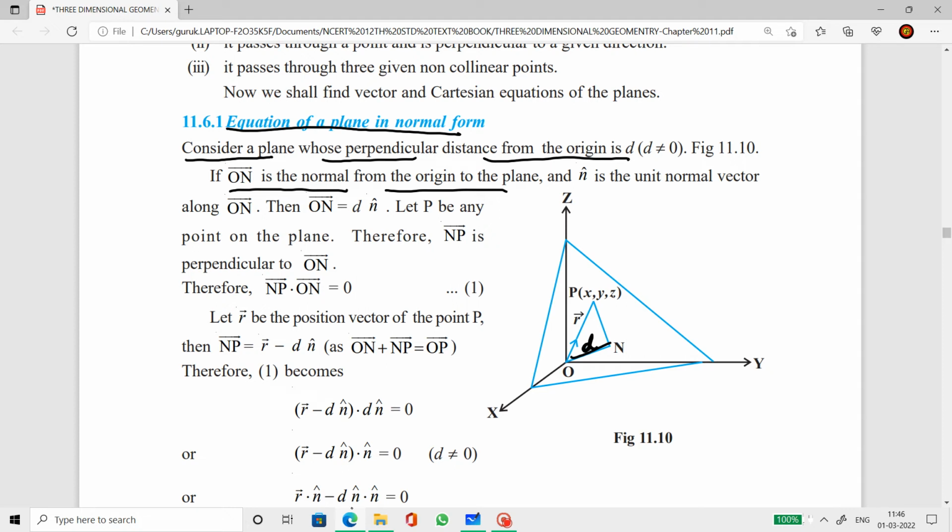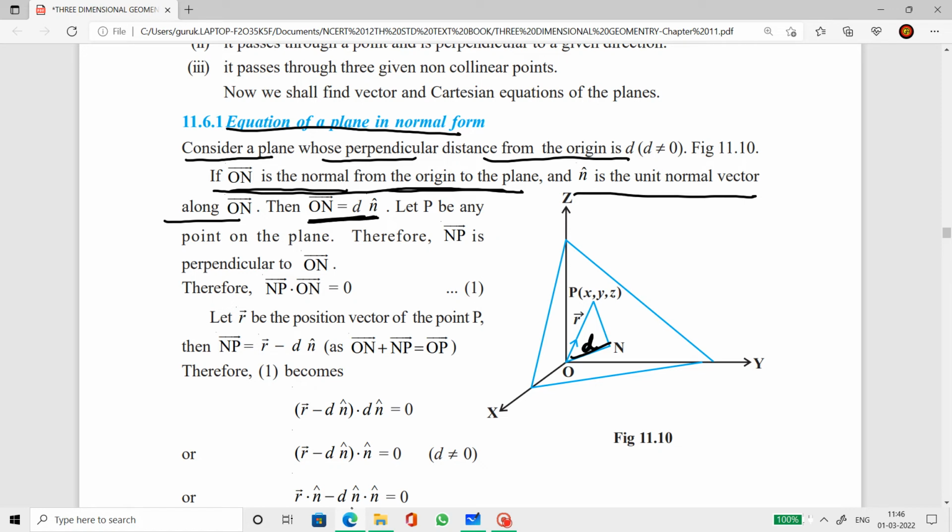Now, ON is the normal from the origin to the plane. n cap is the unit normal along ON, so n cap is a unit vector along ON. That means the ON vector will be what? d times n cap, isn't it? If one vector is lambda times the other and lambda is d, then that vector is d times n cap. Correct? So ON vector is d times n cap.